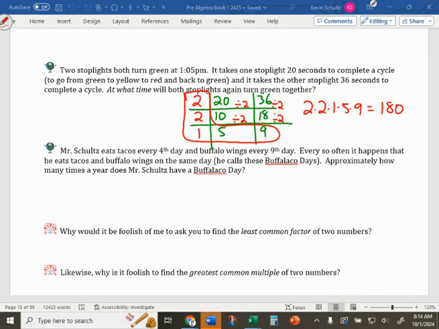Melanie? 3 minutes. And how'd you get that? Because 180 divided by 60 is 3. Okay, so our unit here is seconds, right? 20 seconds, 36 seconds. That means our LCM, that 180, is in terms of seconds. It'll take 180 seconds for these lights to again turn green. And Melanie divided that by 60 because there are 60 seconds in a minute, and she came up with 3 minutes. It'll take 3 minutes until these stoplights again turn green.